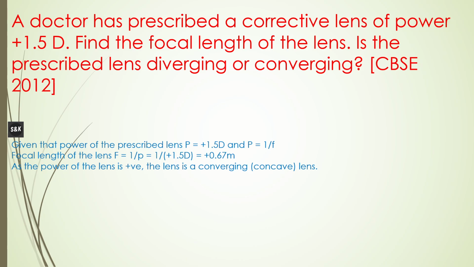Next, a doctor has prescribed a corrective lens of power 1.5 D. Find the focal length of the lens. Is the prescribed lens diverging or converging? So given the power of the prescribed lens is 1.5 D, and we know that power equals 1 by focal length. So the focal length of the lens is 1 by P, which is equal to 0.67 meter. As the power of the lens is positive, the lens is converging, which is a convex lens.